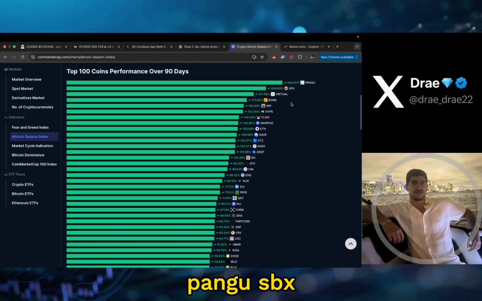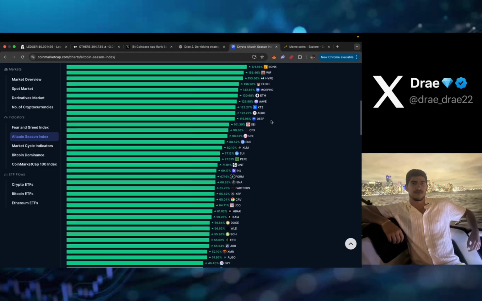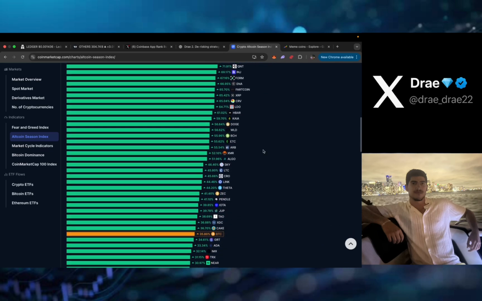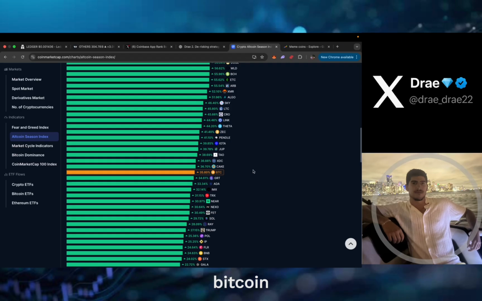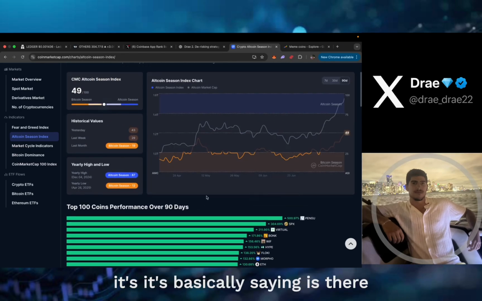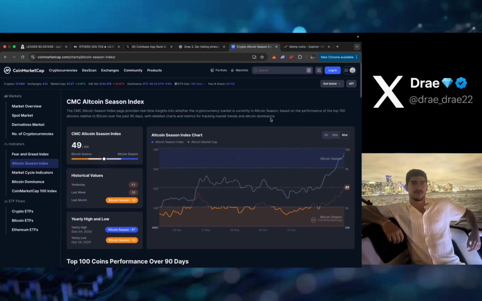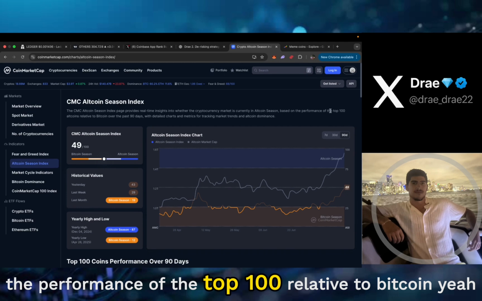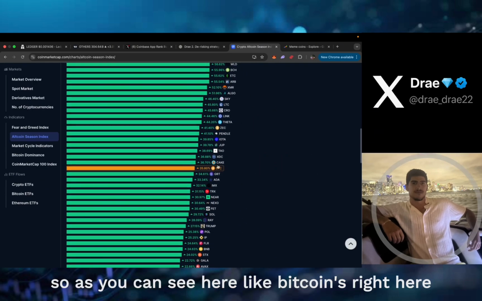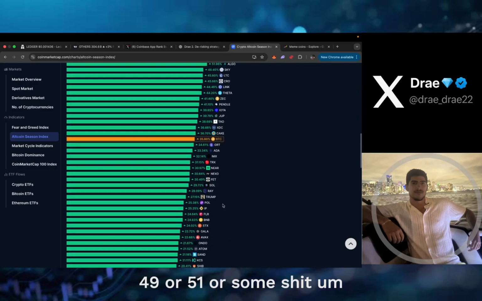Pengu, SPX, ETH. Bitcoin. So the way this is tracked, it's basically saying, wait, how's this tracked again? Yeah, it's basically the performance of the top 100 relative to Bitcoin. That's basically all it is. So as you can see here, Bitcoin's right here. So I'm assuming this means Bitcoin's number 49 or 51 or something.